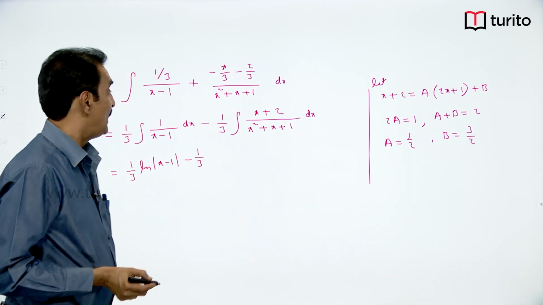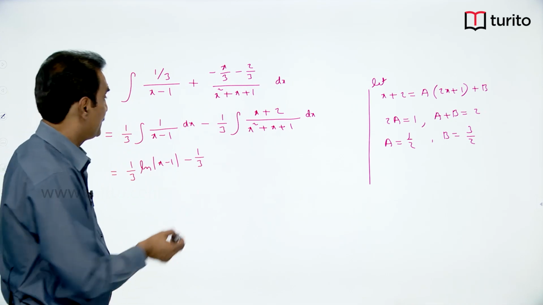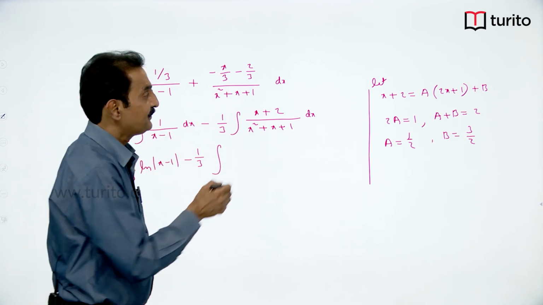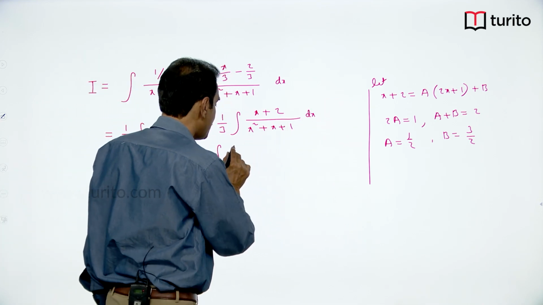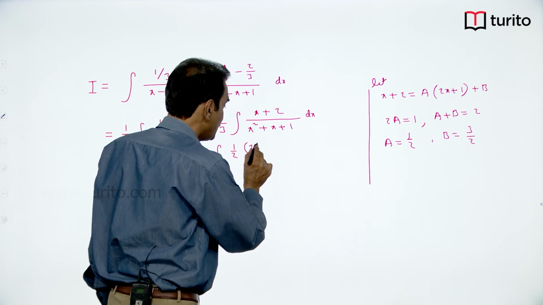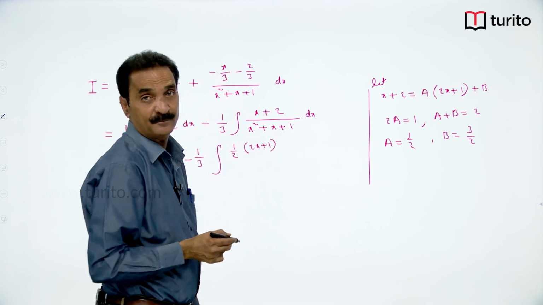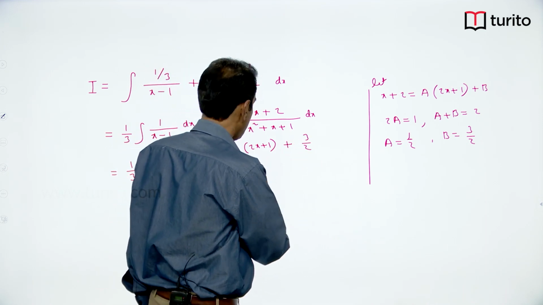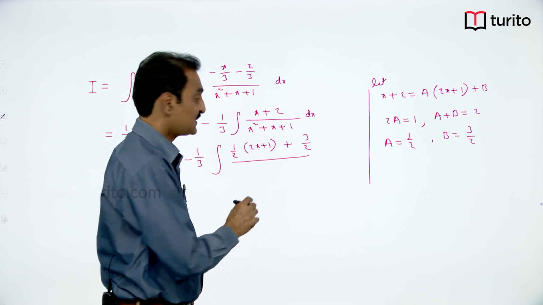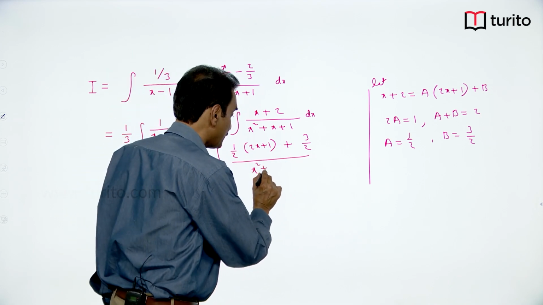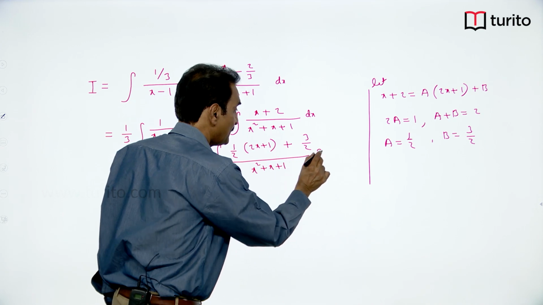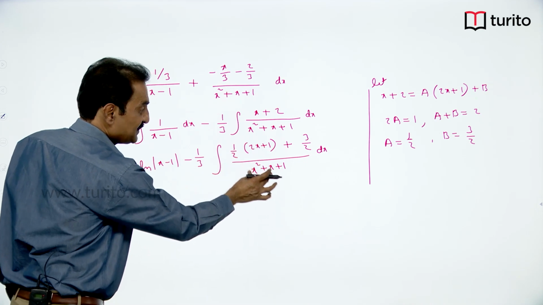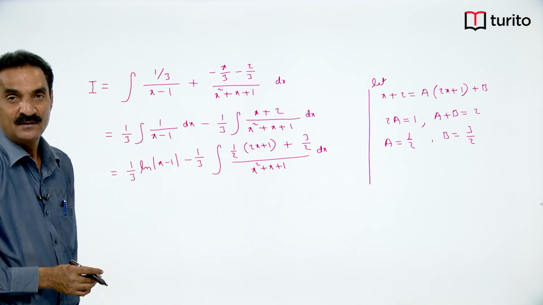Okay. After getting a and b, you write this as minus 1 by 3 into integral, numerator is a into, 1 by 2 into 2x plus 1 plus b is 3 by 2, by x square plus x plus 1 dx. And this one is f dash x by fx. Its integral is log mod fx.